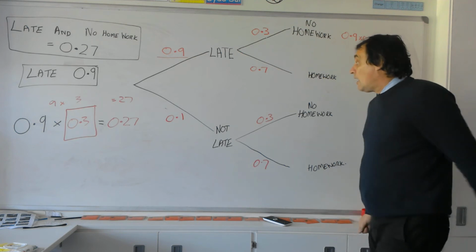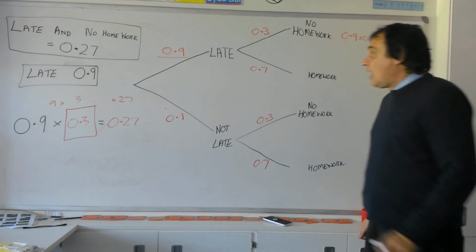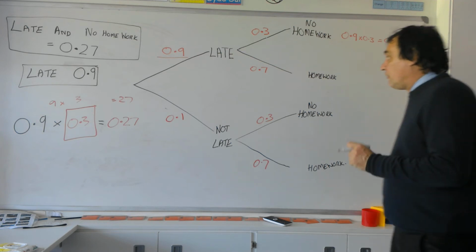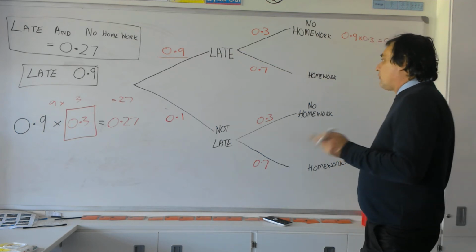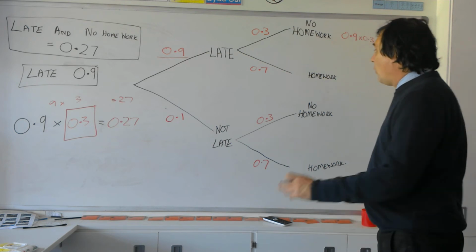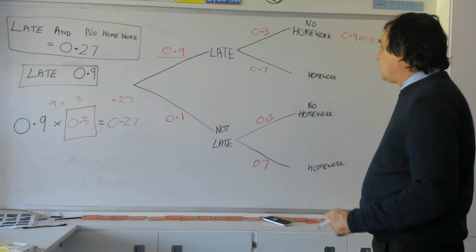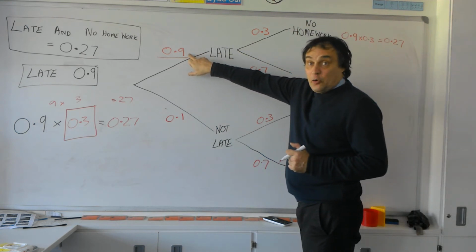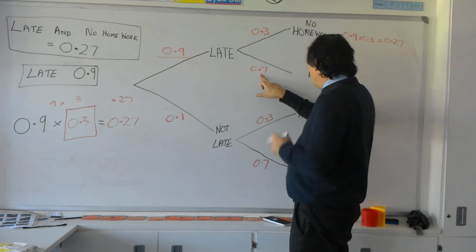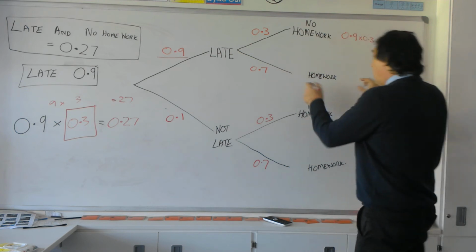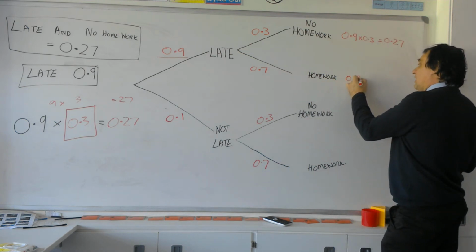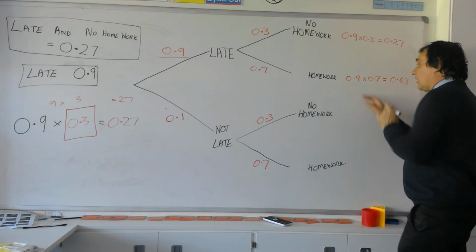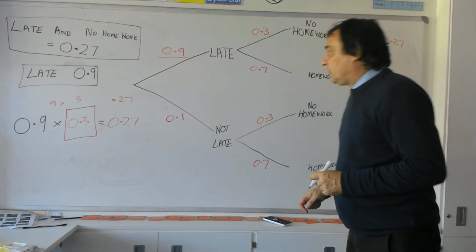Now normally, in the second part of an exam question, they're going to ask you something else, and you've got to use the tree you filled in to work that out. So for example, they could ask you, what is the probability of someone being late but handing their homework in? So you go along, the late is 0.9, the handing the homework in is 0.7, so you go 0.9 times 0.7, and that gives you 0.63, because remember, 9 7s are 63.